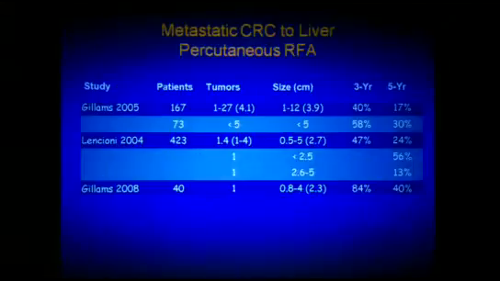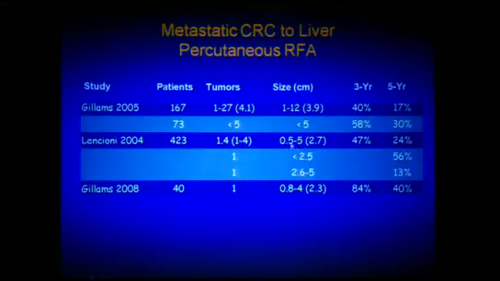When we take a look at some of the literature, Gillams reported in 2005 when he looked at 167 patients. He looked at all comers, all sizes, and with various numbers of tumors within the liver, and found a dismal 5-year survival. When he selected those tumors out and had a smaller size of tumors and fewer tumors, overall survival increased in this case.